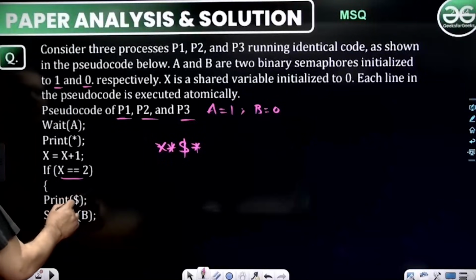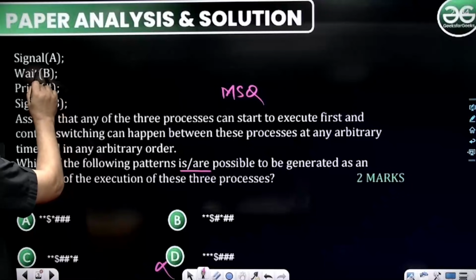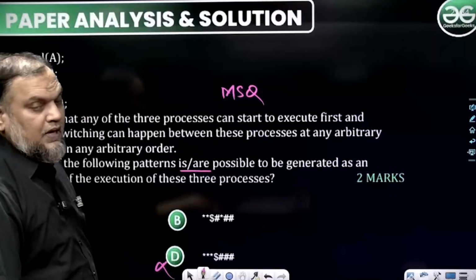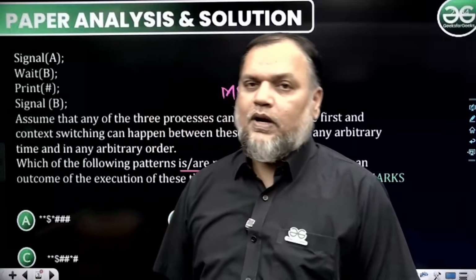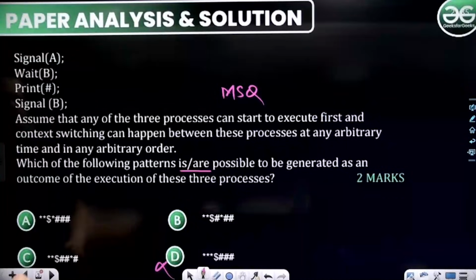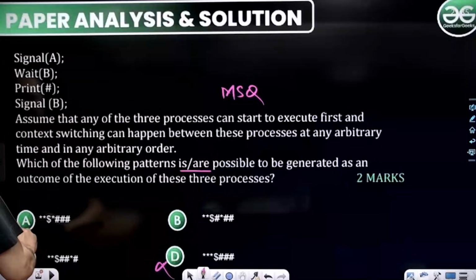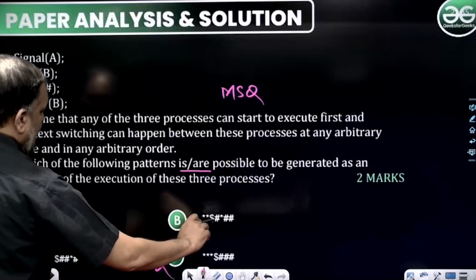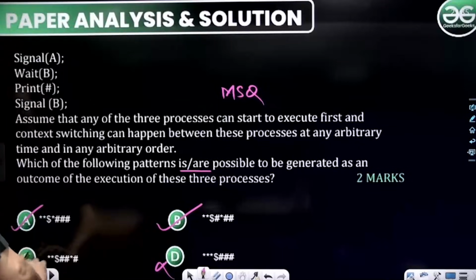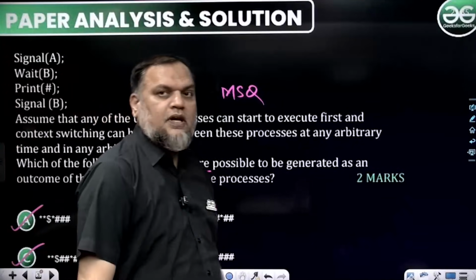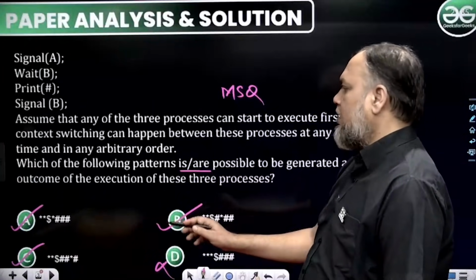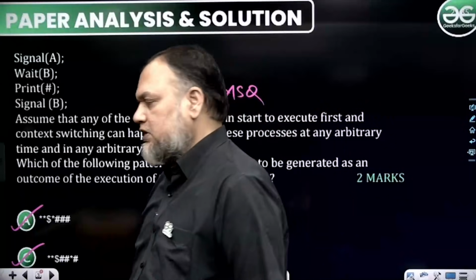Star star dollar. After dollar, now without the third process, I can come here, right? So signal on B is done. That means I can wake up here. So I can have hash. Either 1 hash can come or 2 hashes can come. So 3 stars followed by 3 hashes is also possible. And then hash followed by star should come, or 2 hashes then star. So these 3 are possible. You can check that. In any order of preemptive execution between P1, P2, P3, I can definitely get options A, B, C. So the correct answer for this question is A, B, C.